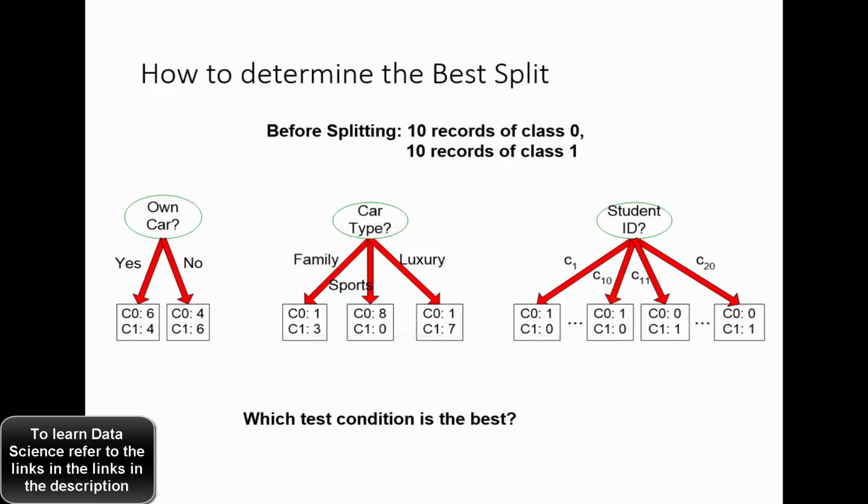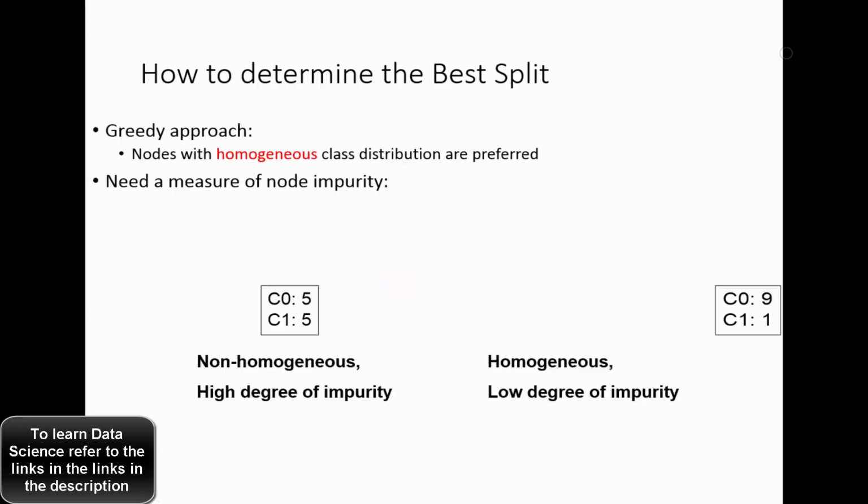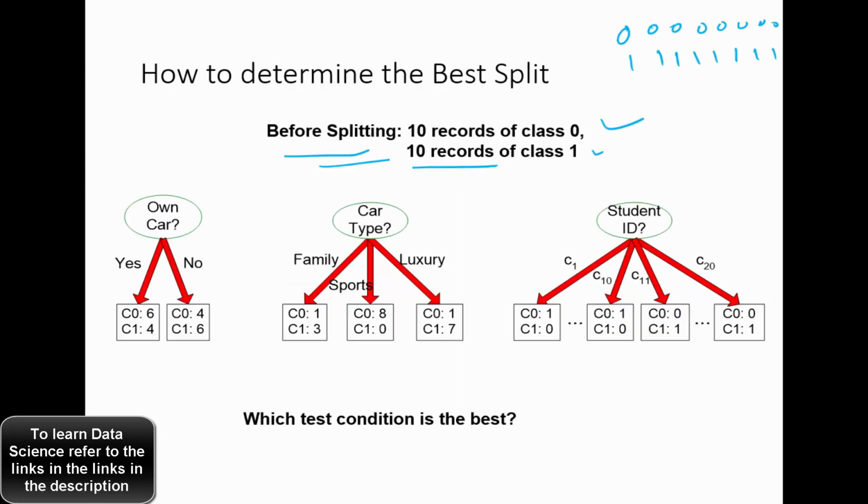The best split is found out before, like this. We'll take an example. So here is the split. We have 10 records with class 0, and another 10 records with class 1. So we have ten 0s and ten 1s. And we have also got the attributes associated.